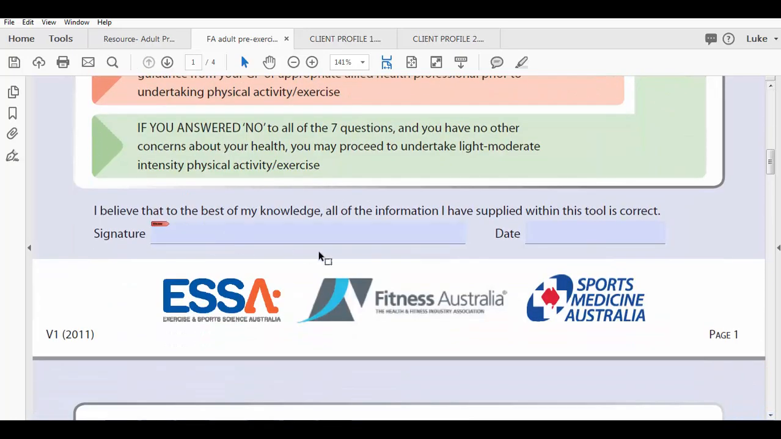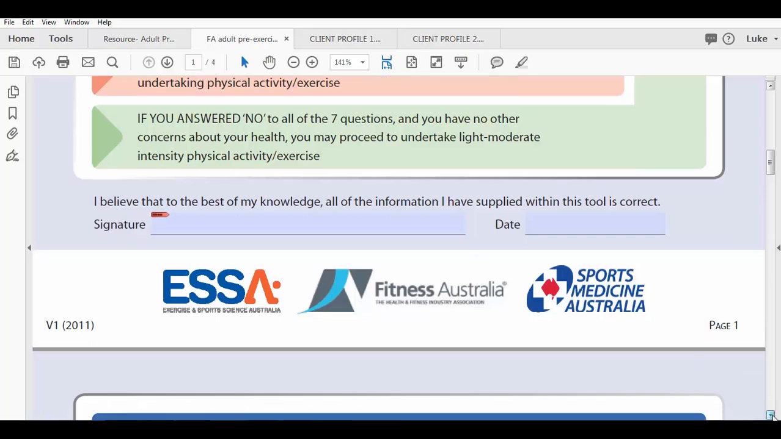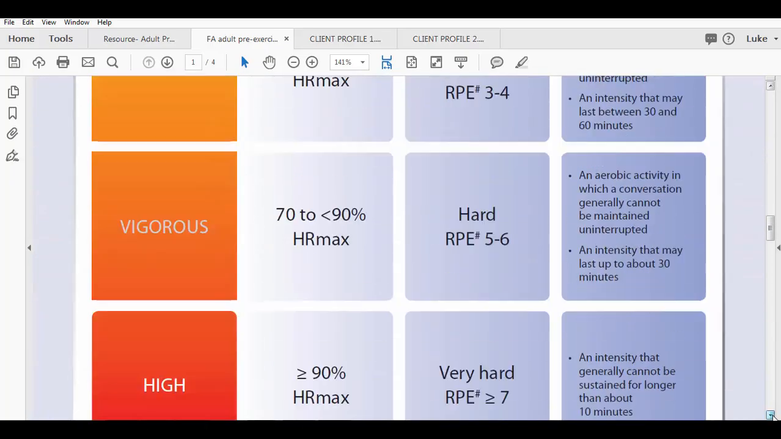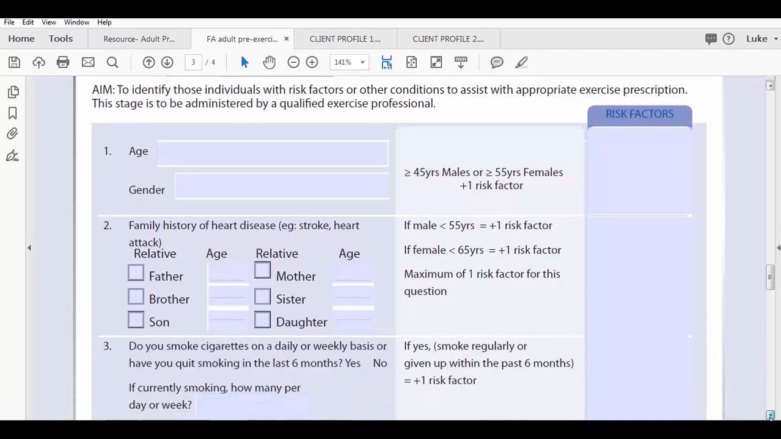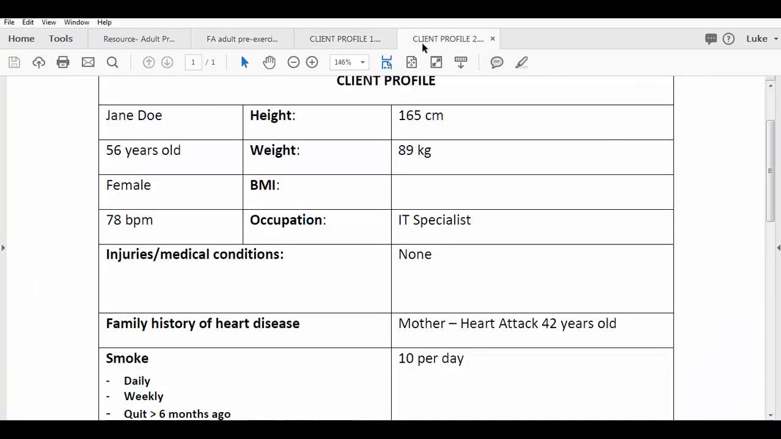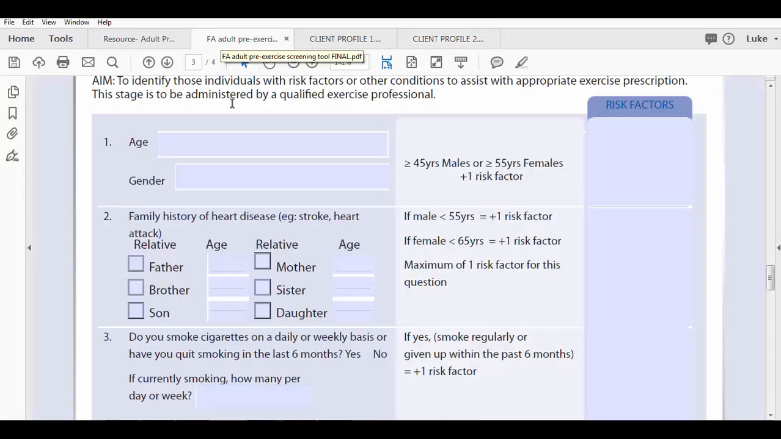So make sure we sign the document and we date it as well, and we move on through here. We go to stage 2, which is compulsory for you guys to fill out. So I'll fill this out as I go. Put in the date, and we'll go through questions 1 to 8 again. So we go back to age now. So client 2, what do we have? 56 years of age. So we look at that, we put in 56, we know they're a female.